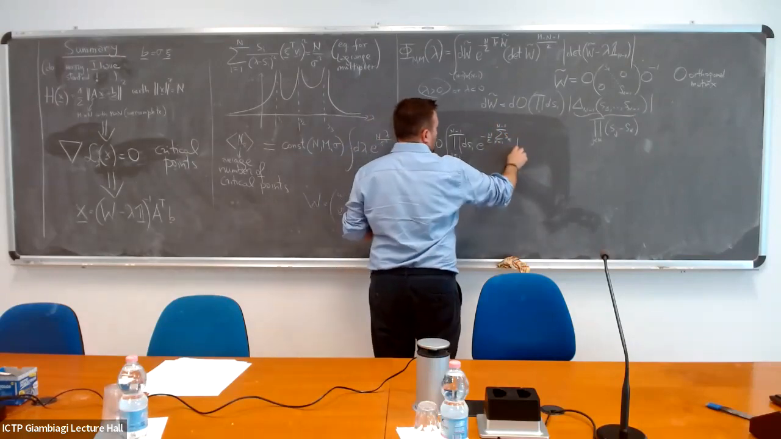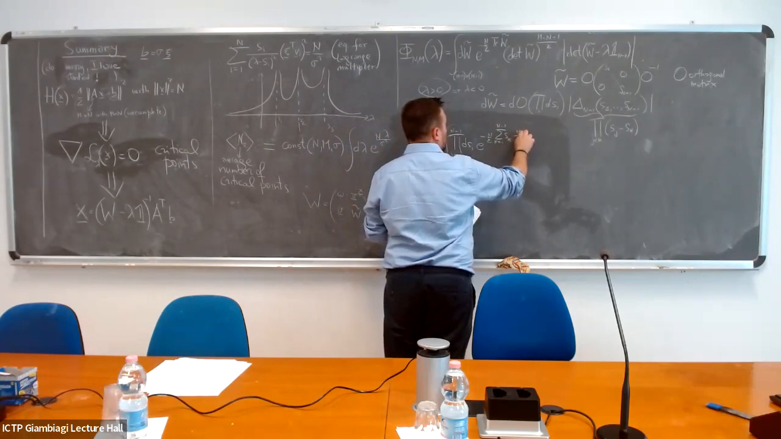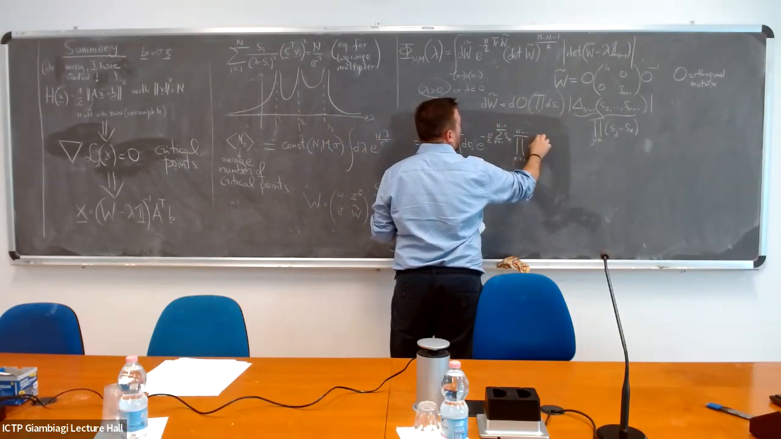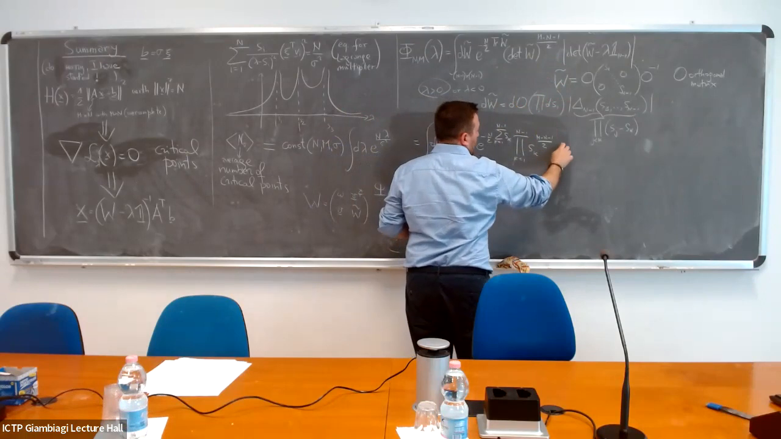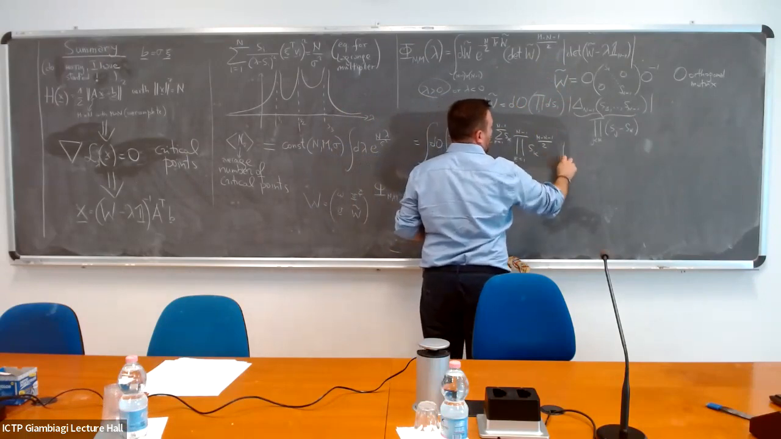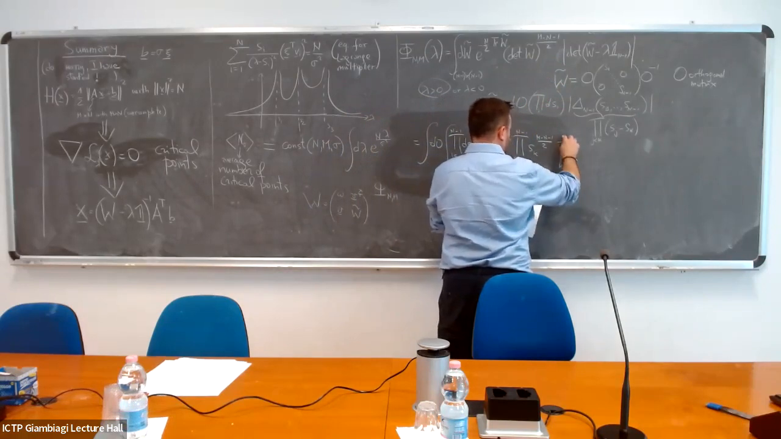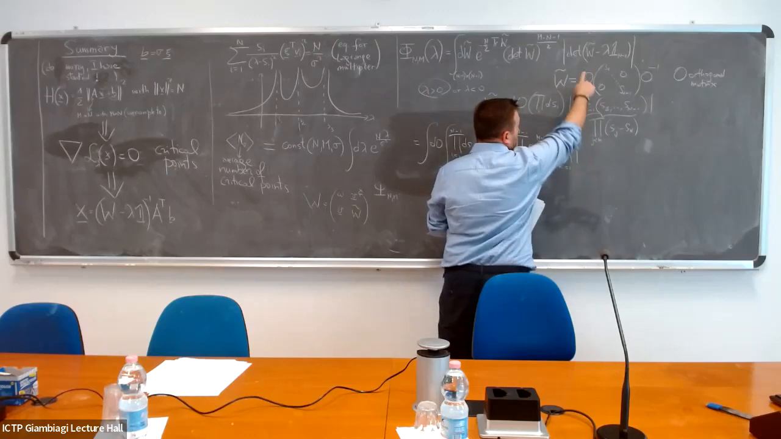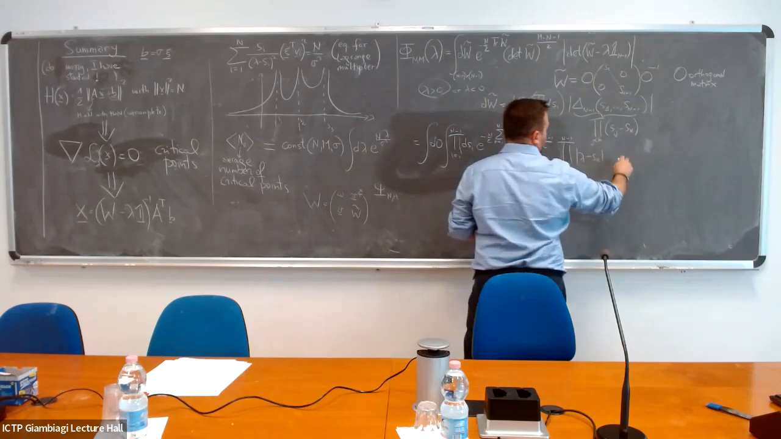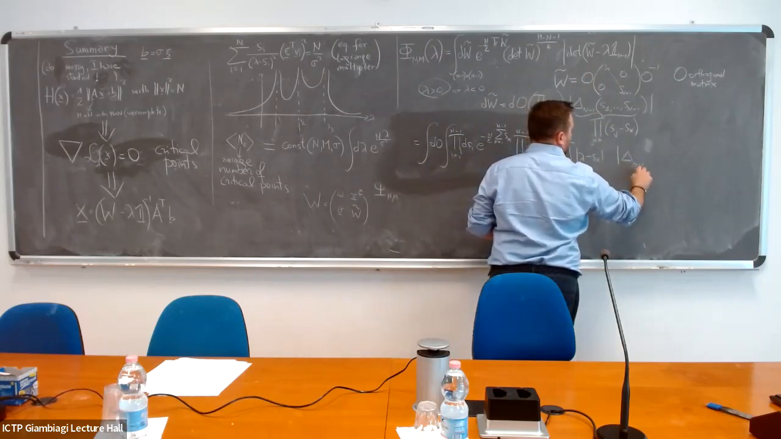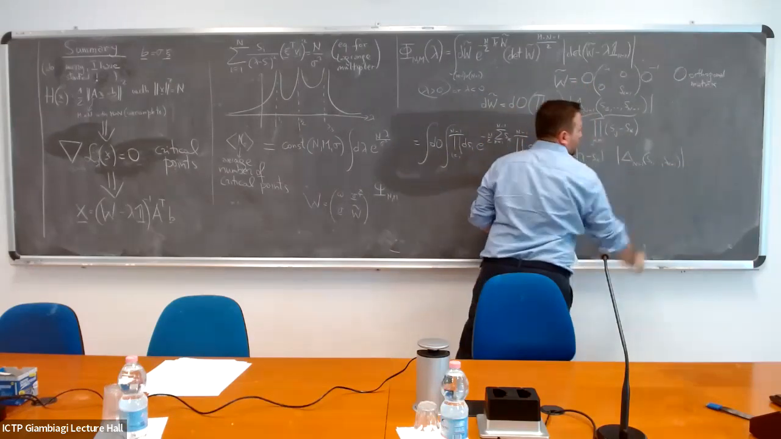And then we have a product from k = 1 to n-1 of s_k raised to the power (n-1)/2. And then this term here can also be written in terms of the eigenvalues only. This would be the product k = 1 to n-1 of the absolute value of lambda minus s_k. And then we have the absolute value of the Vandermonde determinant in variables of size n-1.